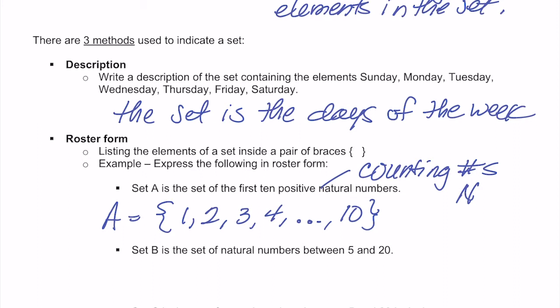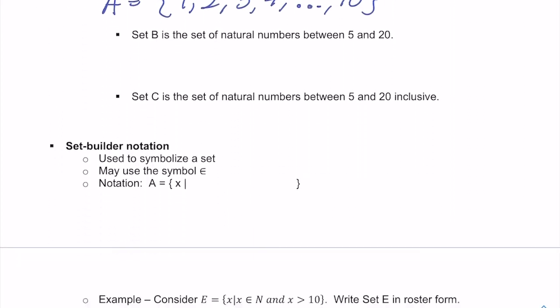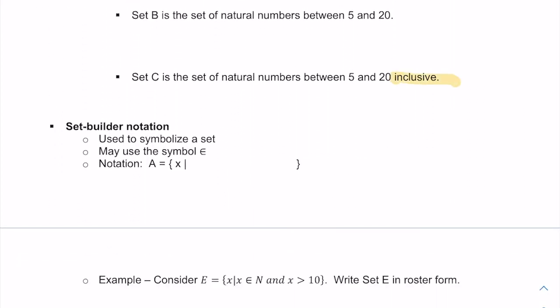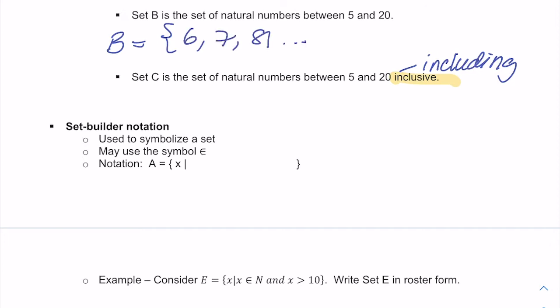Set B and set C seem very similar to each other. Set B is asking for the set of natural numbers between 5 and 20. And set C is the same, except it says between 5 and 20 inclusive. So that word inclusive really makes a huge difference. Inclusive means including. So for set B, if I was to write the set of natural numbers between 5 and 20, I don't want to include 5 or 20. So I'm going to start my set at 6, and I'm going to go all the way up to 19 because I also don't want to include the 20.